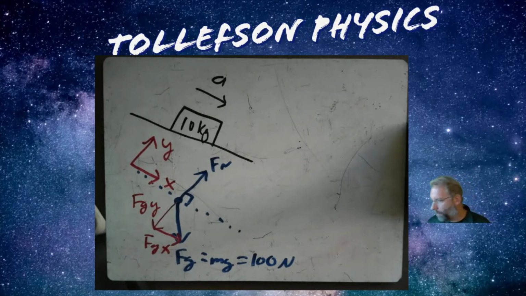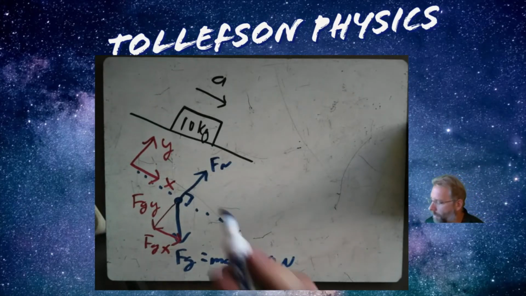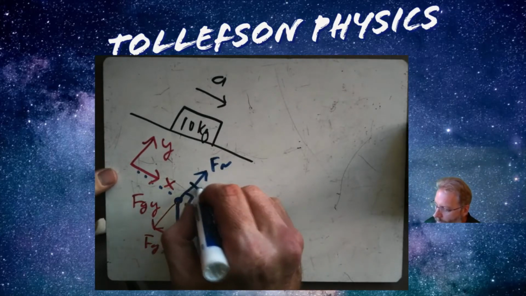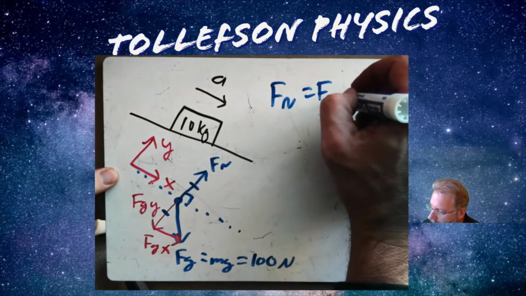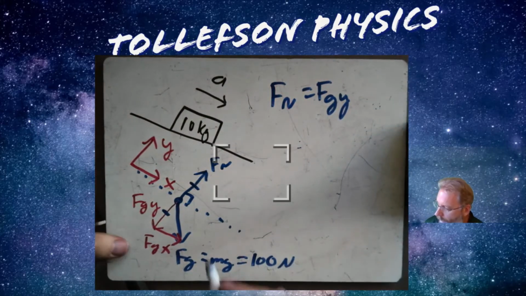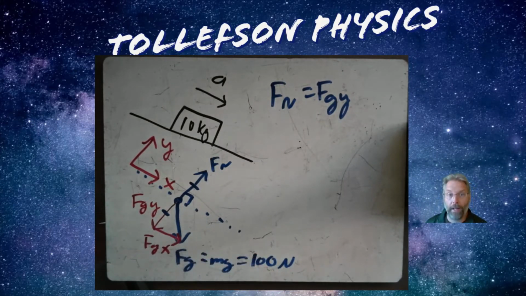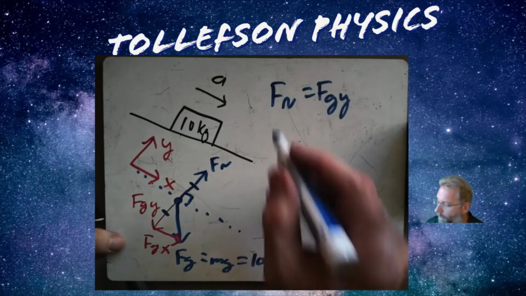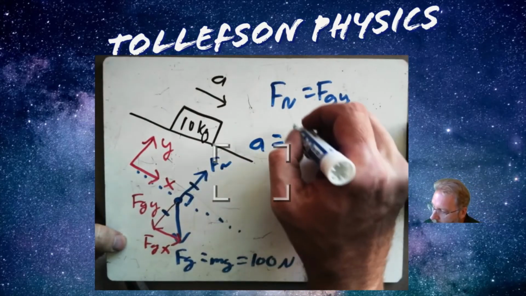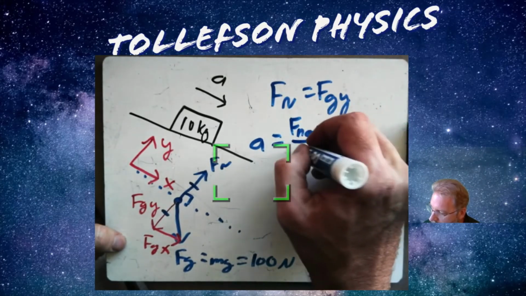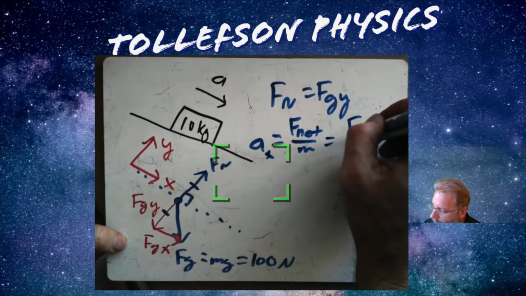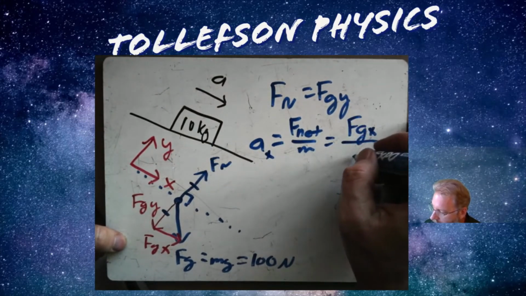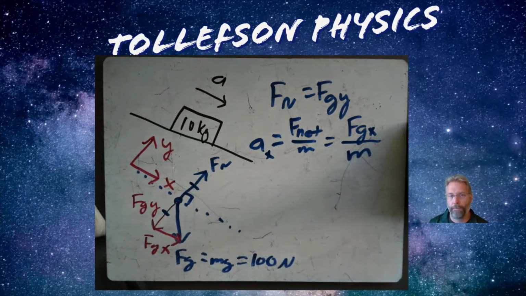Now I can write some equations about this situation. It's not accelerating into or out of the hill, so the normal force equals the force due to gravity in the Y direction. The other one is unbalanced. I don't have an uphill force, so that is my net force. If I want to figure out the acceleration, which is F net divided by mass, again in the X direction, I need the component of the force due to gravity in the X direction divided by the mass.